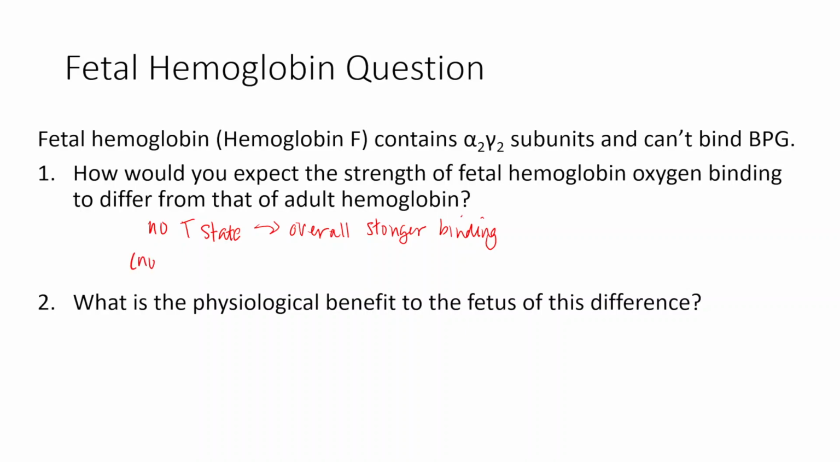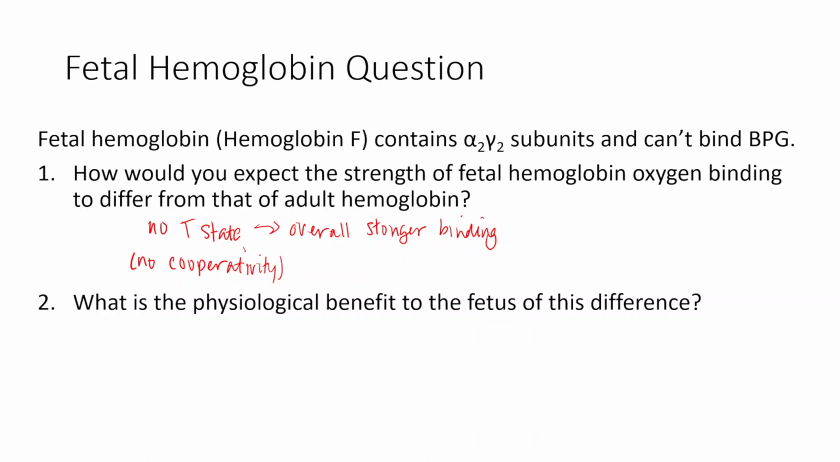And there's also no cooperativity. And so you can think of fetal hemoglobin's binding curve as being more similar to the way myoglobin's binding curve looks, right? There's no cooperativity, and it overall binds to oxygen more strongly on average than adult hemoglobin. So what would this mean for the fetus? How does this help a fetus out?